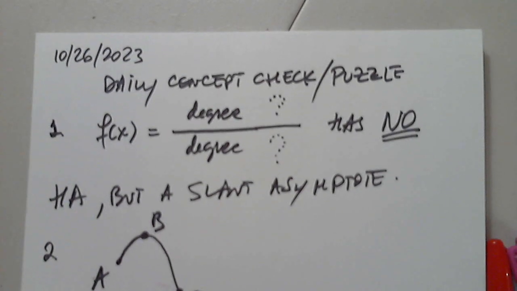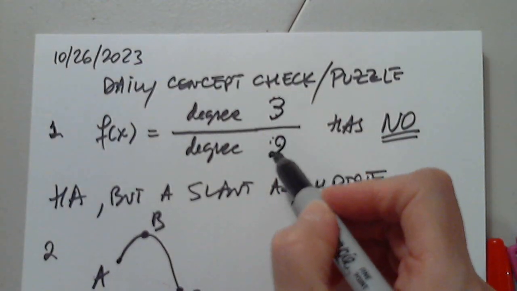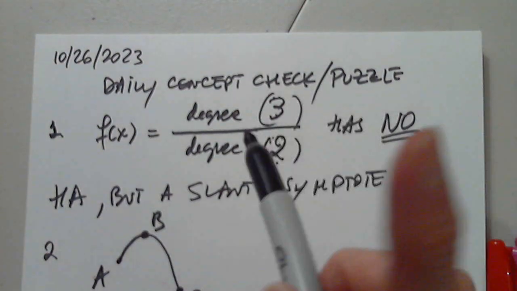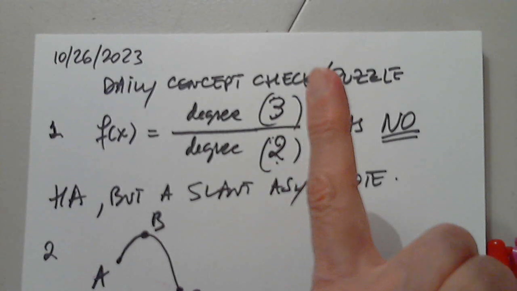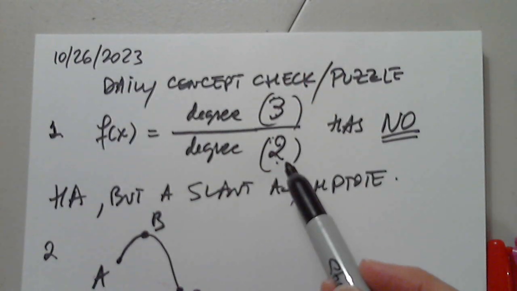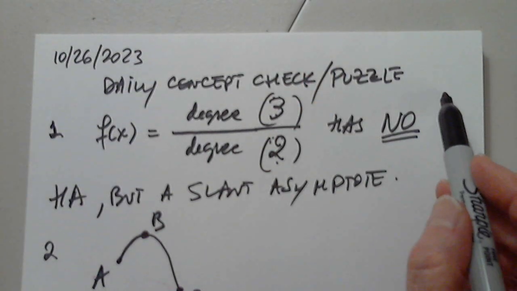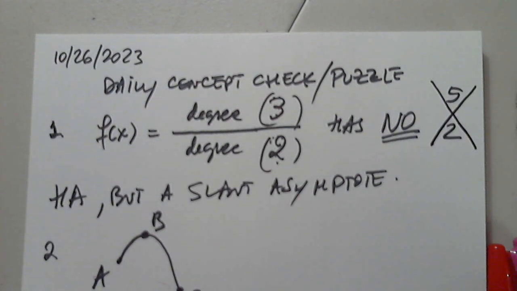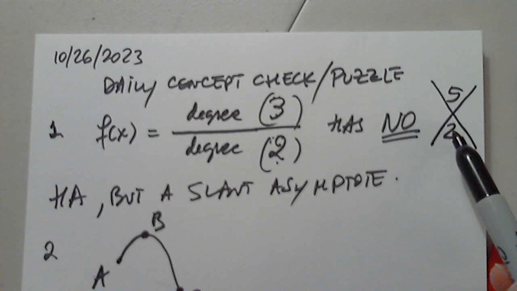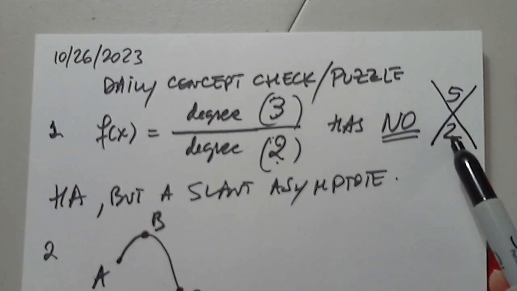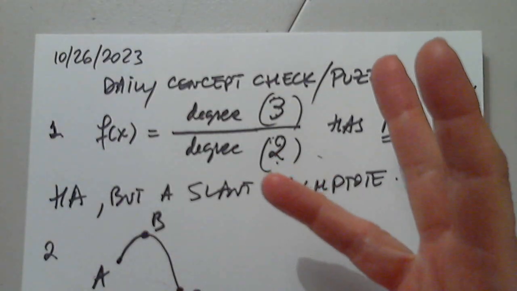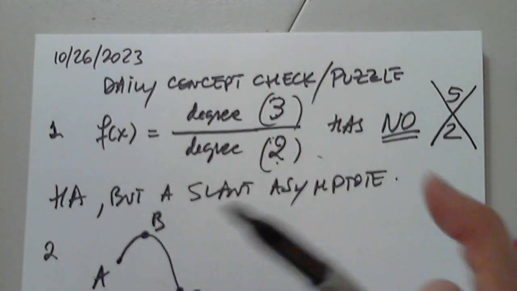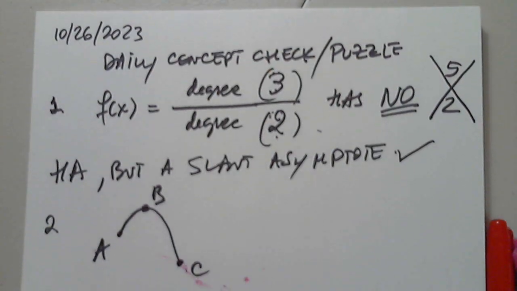3/2. Exactly. In other words, what you are really saying is the degree of the numerator has to be exactly 1 unit larger than the degree of the denominator. If somebody would have said 5 and 2, I would have said that's not possible because the difference in degree is not 1. Degree 5 minus degree 2 is degree 3, not 1. But degree 3 minus degree 2 is 1. Awesome. Thank you.